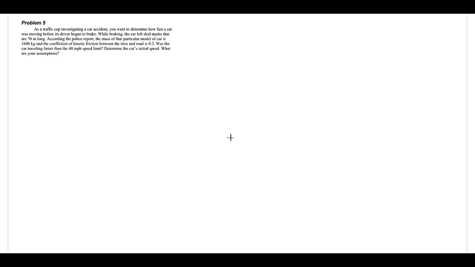What are your assumptions? So, we've got some car moving at some initial velocity. And they're asking, is it 40 miles per hour, which we are going to have to convert to meters per second. I'll let you figure out how to do that. Just use Google if you can't think of any.